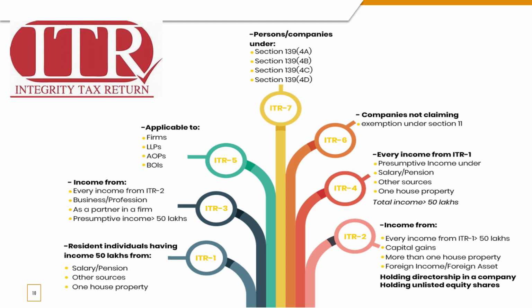Item 1: presumptive income under salary, pension, other sources, one house property, total income less than 50 lakh. Item 5: applicable to firms, LLPs, AOPs, BOIs. Item 6: companies not claiming exemption under section 11. Item 7: persons, companies under section 139(4A), section 139(4B), section 139(4C), section 139(4D).